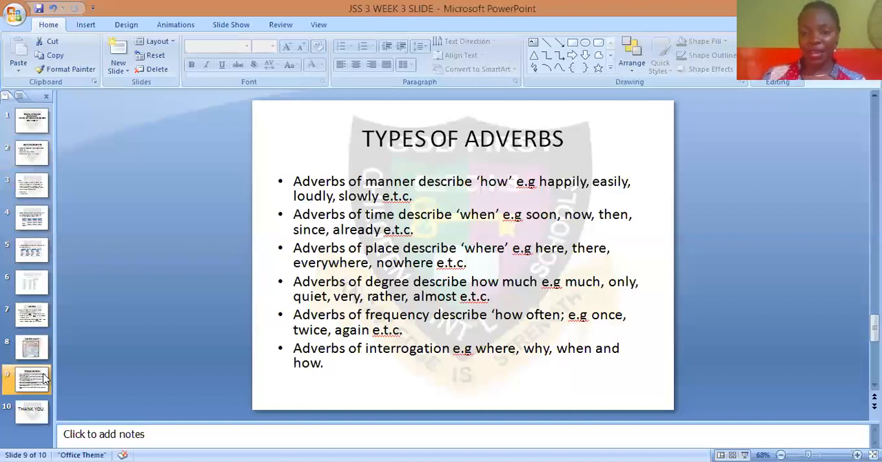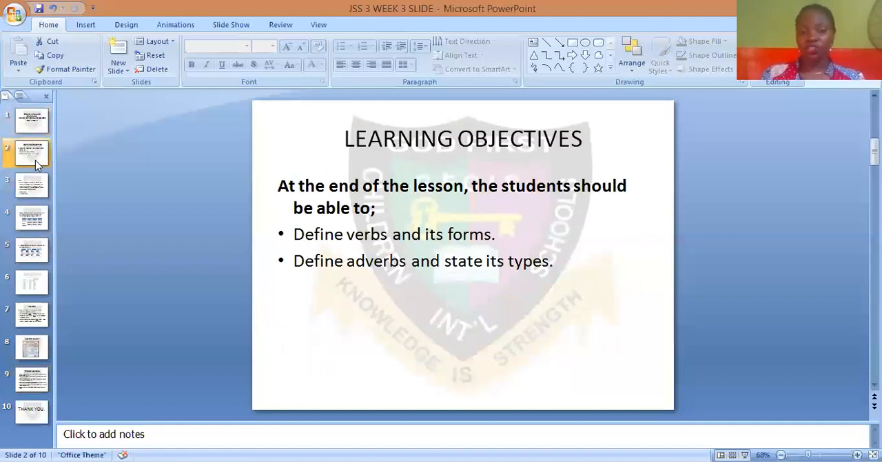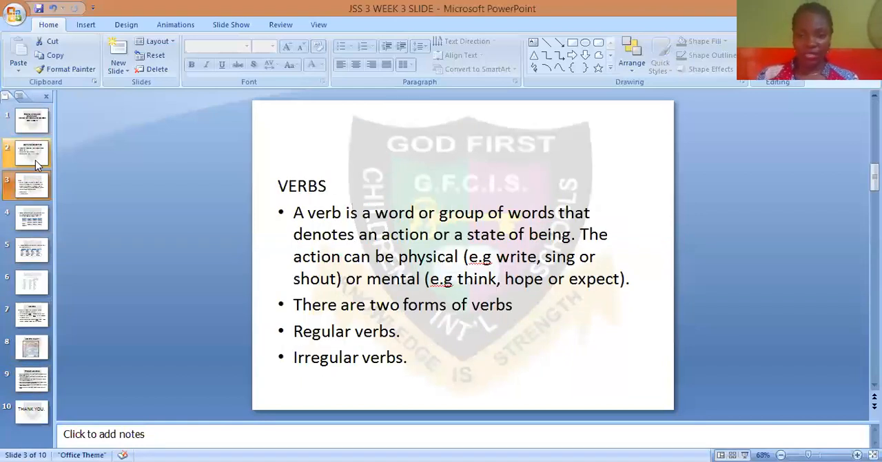To have a quick recap of what I've been talking about so far, today we're treating the topic review of verbs and adverbs. This is the second topic on our scheme. And I said that at the end of the lesson, you should be able to define the verb and state its forms, define adverb and state its types. And I told you what an adverb is. I told you what a verb is.